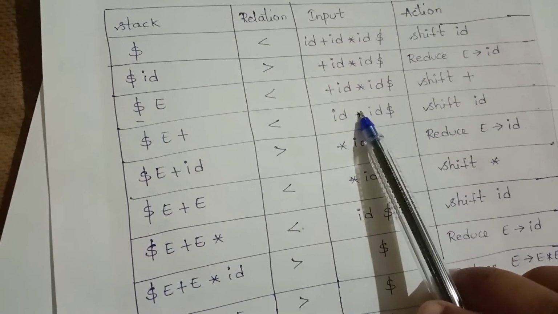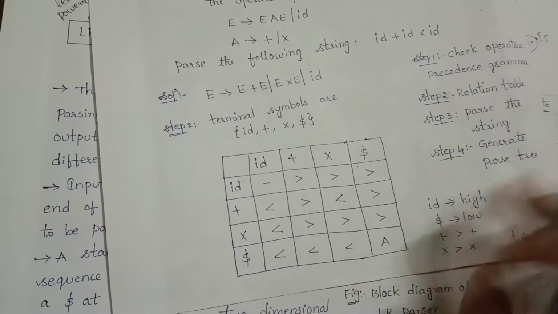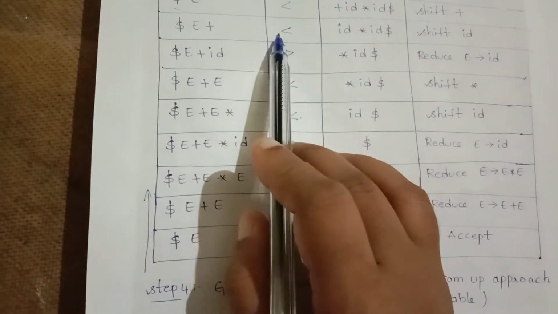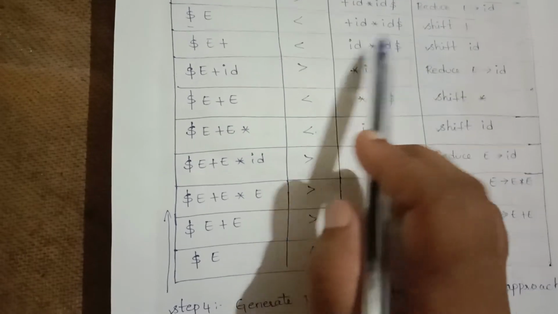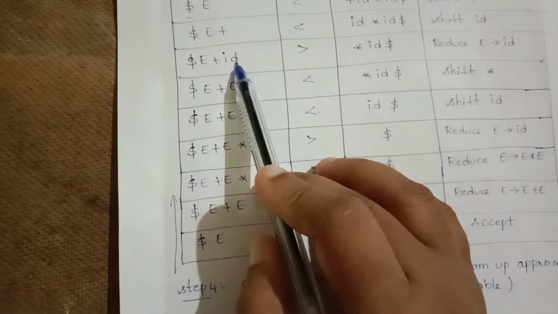Now check again that plus on ID. Plus on ID is less than. We kept the less than symbol here. So we are performing the shift operation here. Shift ID. ID has been shifted here.